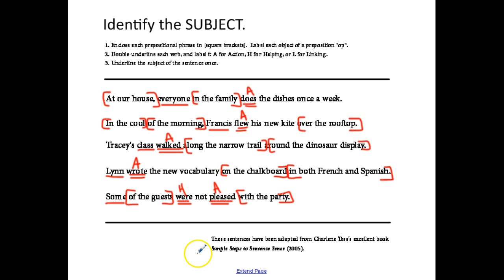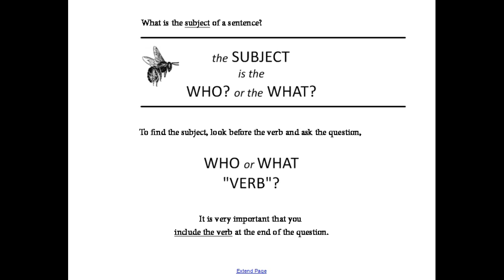So always ask yourself the question, who or what, verb: who were not pleased? Some were not pleased. And do not get tricked by these prepositional phrases which sometimes come in between the subject and the verb. When that happens, you're going to be tempted to identify an OP as a subject, and it won't be the subject. OP is never going to be the subject. So again, our procedure: the subject is the who or the what, so we ask who or what verb, and it's very important that you include the verb in the end of the question.